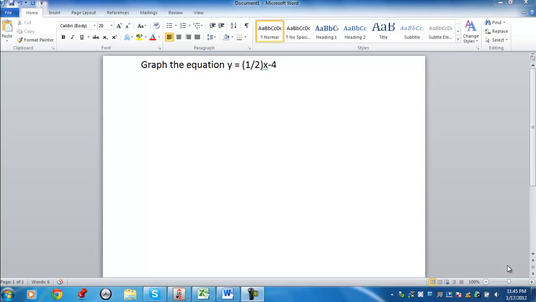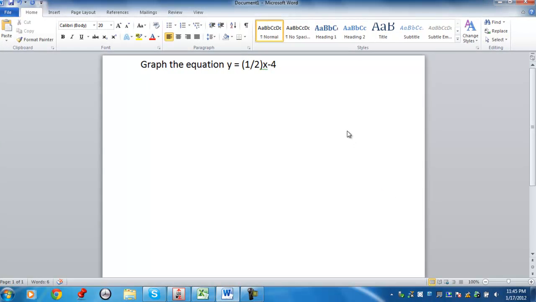Hello, my name is Tim Manzke, and I'm going to show an example of graphing the equation y equals 1/2 x minus 4. I'm going to do this in Microsoft Word.